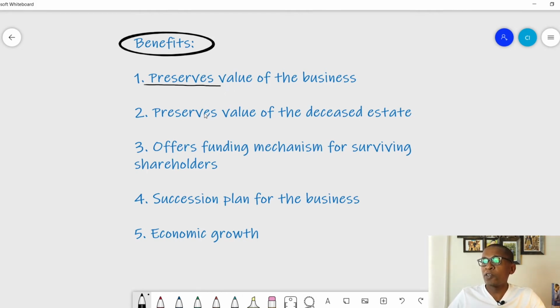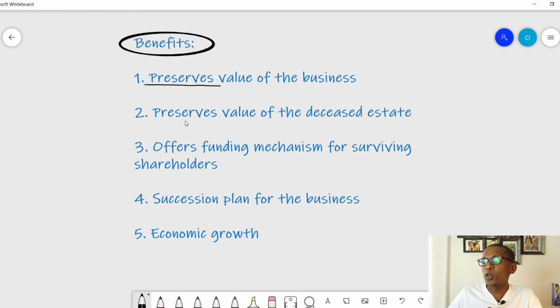So it preserves the value of the business, because if the business has to be wound up, it will never fetch the 10 million rand price, because it would basically not be sold as a going concern. You'll be basically just selling furniture and whatever else they have in there. The contract could easily be taken over by competitors. So there's a lot of things that you want the business not to be exposed to.